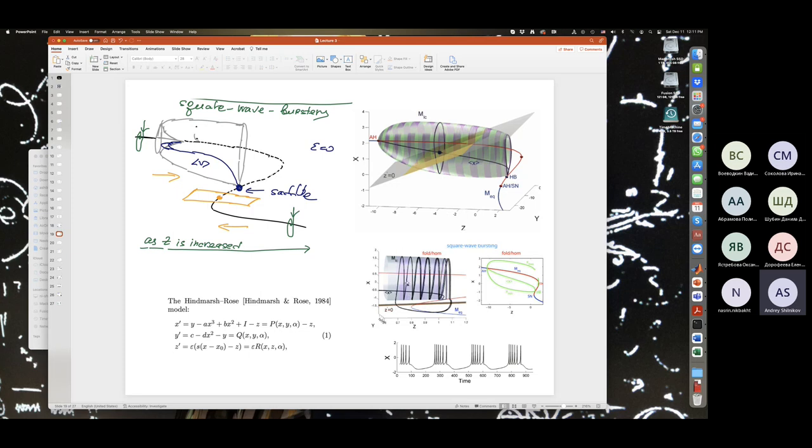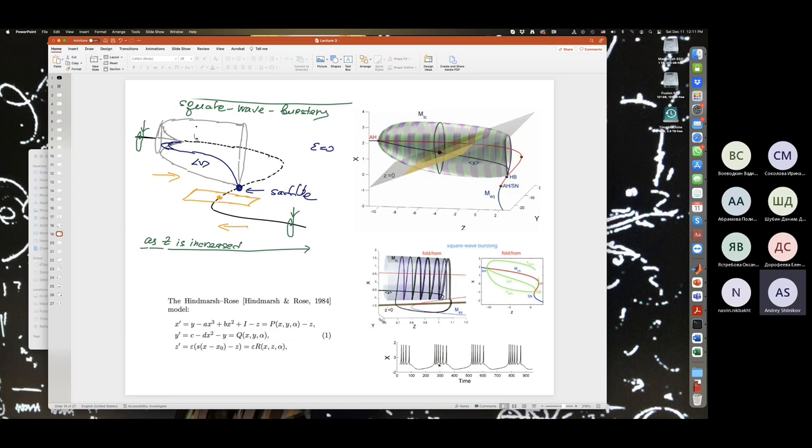And then I land on this two-dimensional surface and I start turning around like this, and slowly transition towards the edge of this manifold. Transition, transition, transition. And then I lose this two-dimensional manifold and fall back onto this hyperpolarized branch of this endogenous burster. And my voltages are going to look like this. And this is called a square wave burster. So this is a square wave.